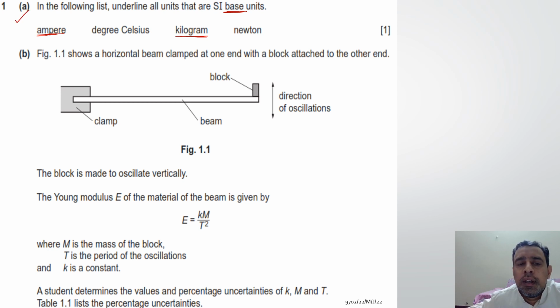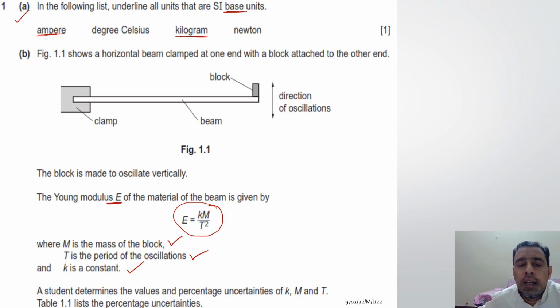In part B, this is a beam. A block is placed at one end of the beam and the other end is fixed with a clamp. The block can oscillate up and down. The Young's modulus is E, K is the spring constant, T is the time period, and M is the mass of the block. So this is the relation.